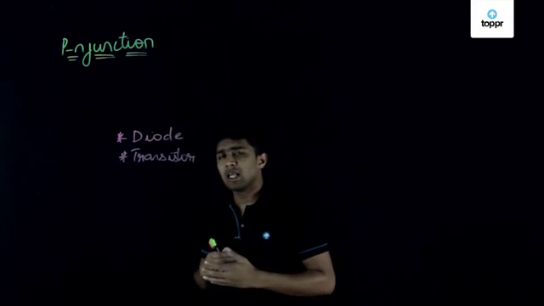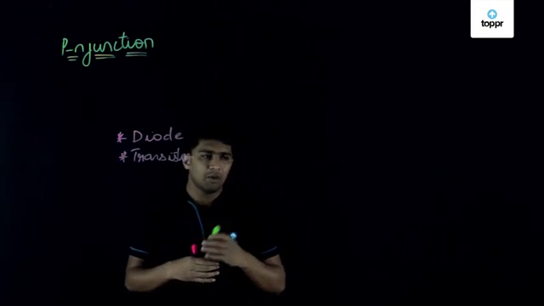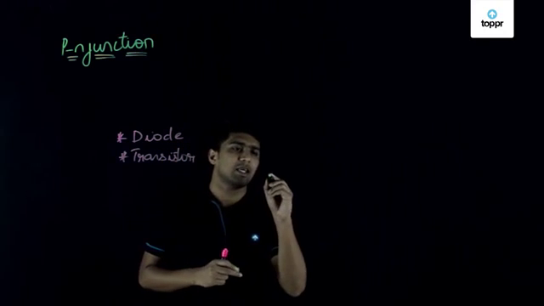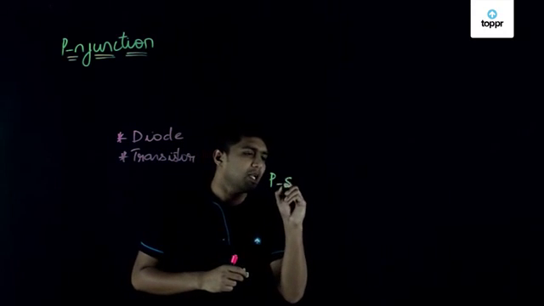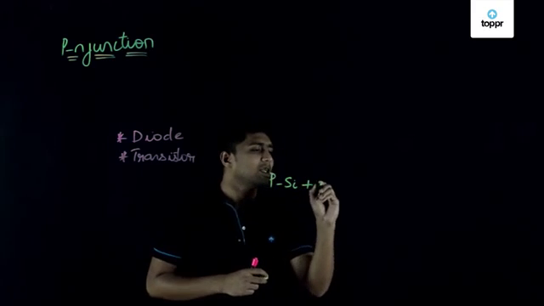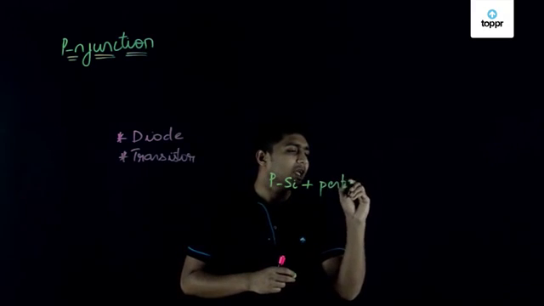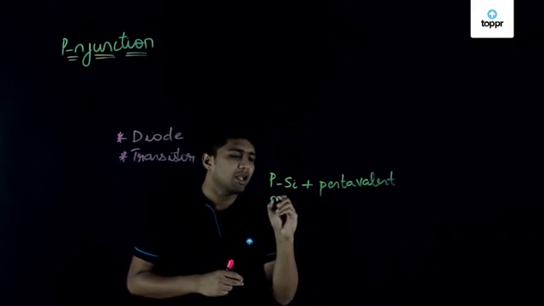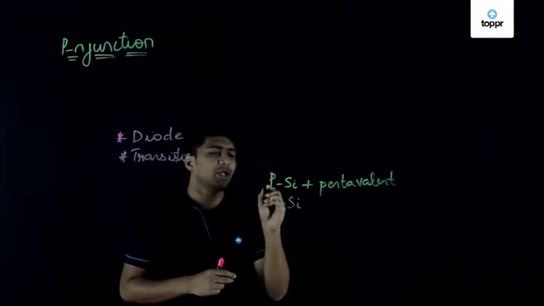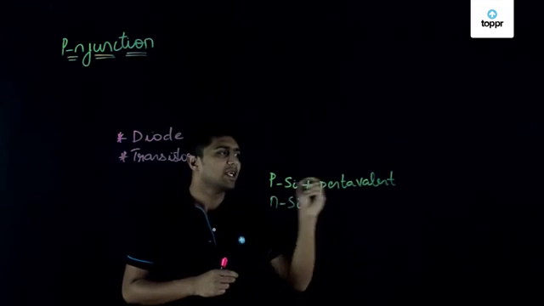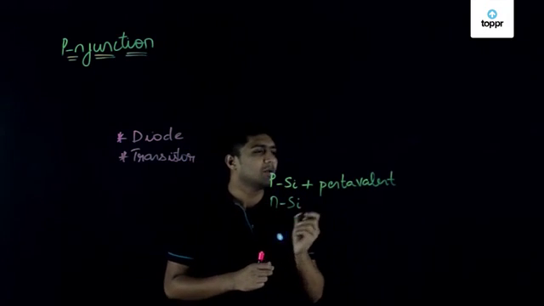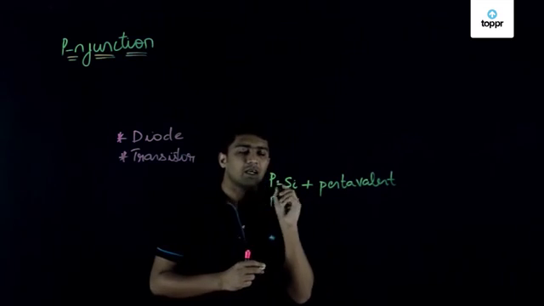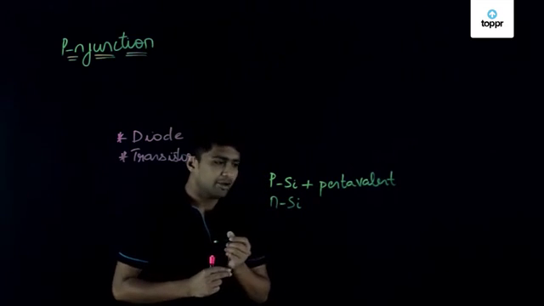Actually, a p-n junction can be formed in many ways, but the easiest way, I'll say, is we take a p-type silicon and add a pentavalent impurity to it. Then we'll get an n region. Right? We took a p-type silicon and added a pentavalent impurity to it. We got an n region.